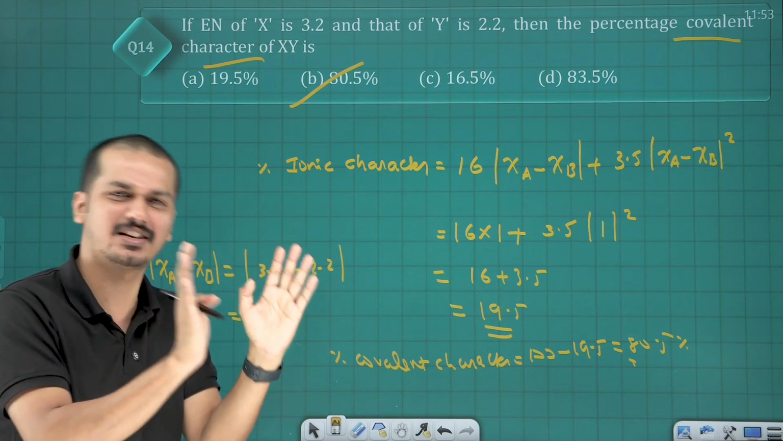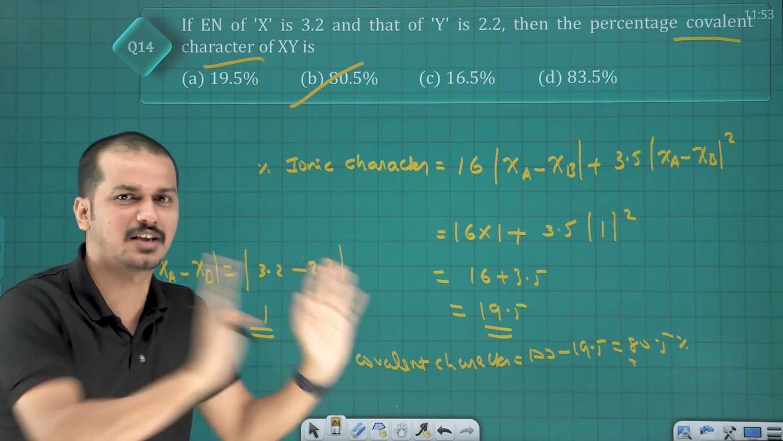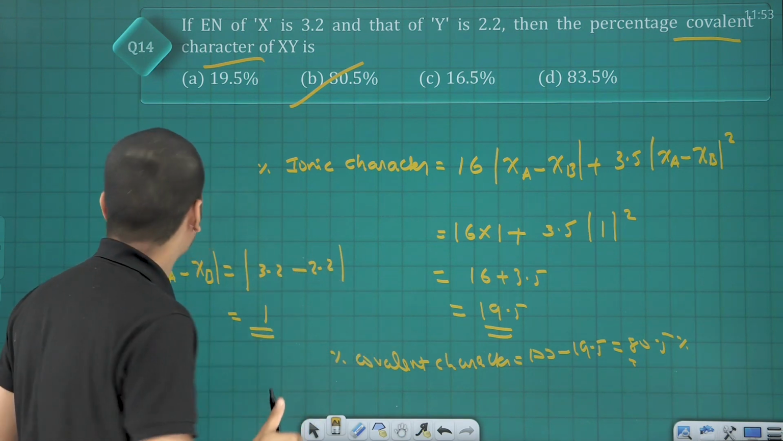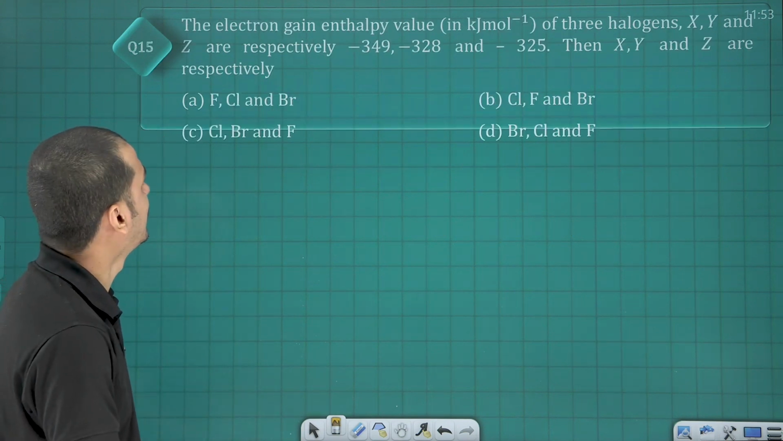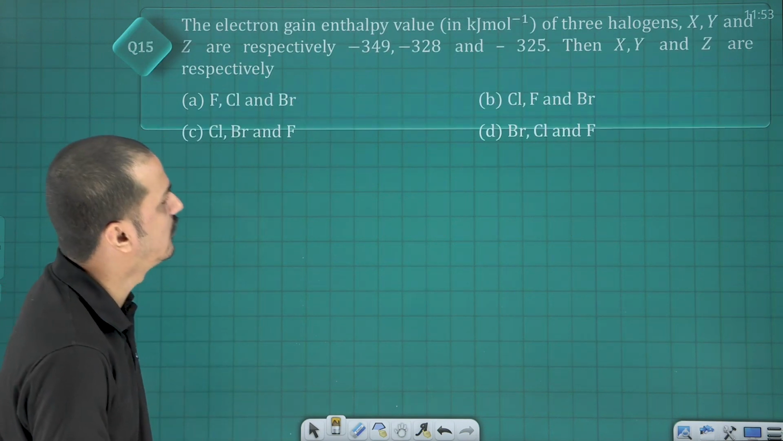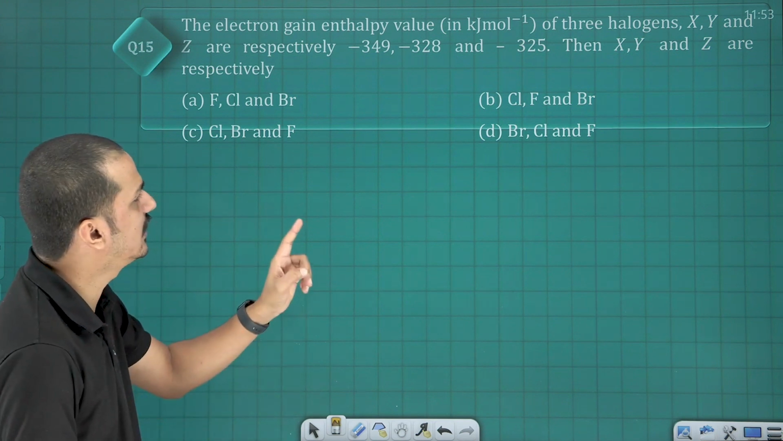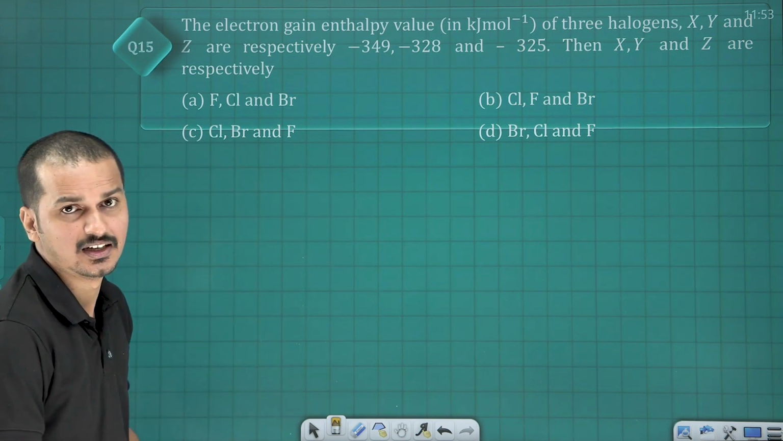Be patient and do it slowly, but with accuracy. Next question, question number 15. What's the question here? The electron gain enthalpy values of three halogens X, Y and Z are given.